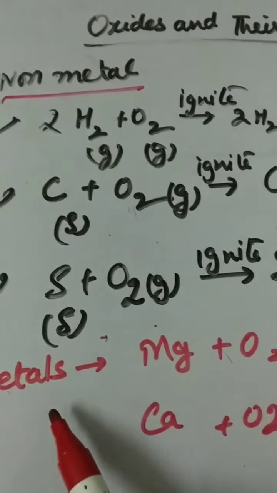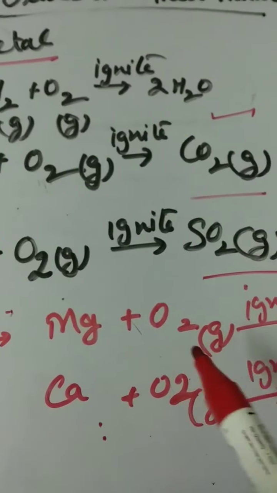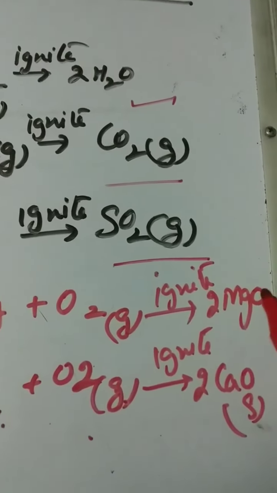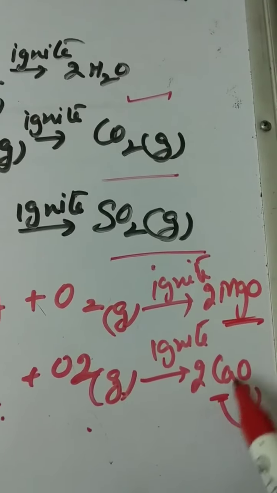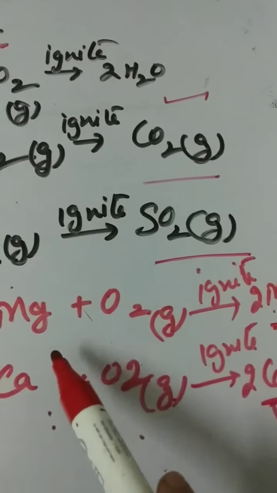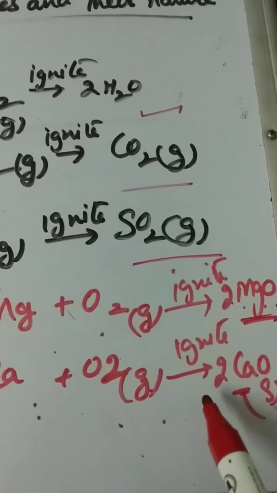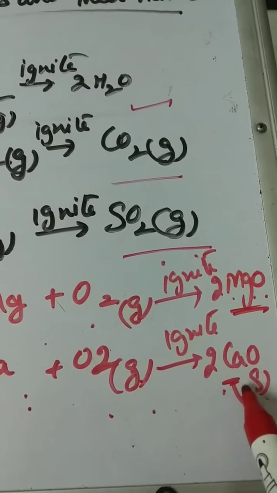Now in the case of metals, magnesium and calcium, when these metals ignite in the presence of oxygen, they form metal oxides. Like magnesium oxide, when magnesium is burnt in the presence of oxygen, and when calcium burns in the presence of oxygen, it forms calcium oxide.